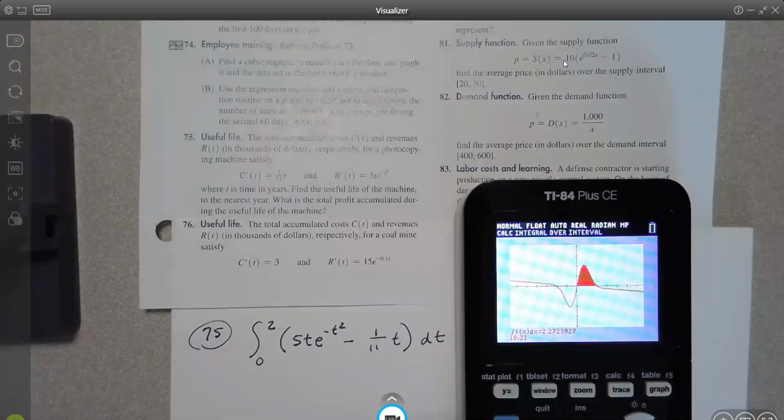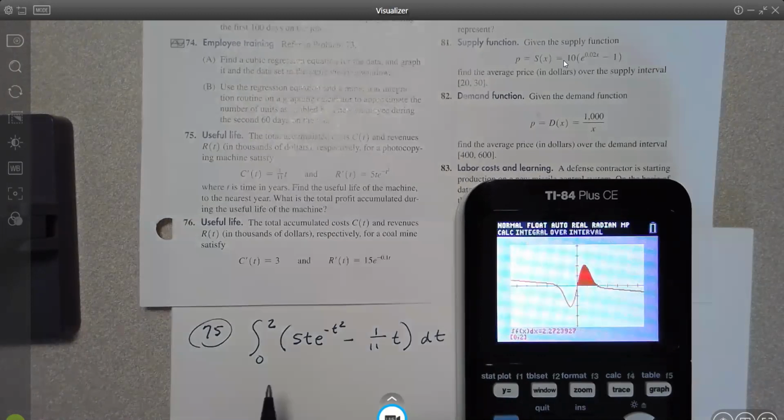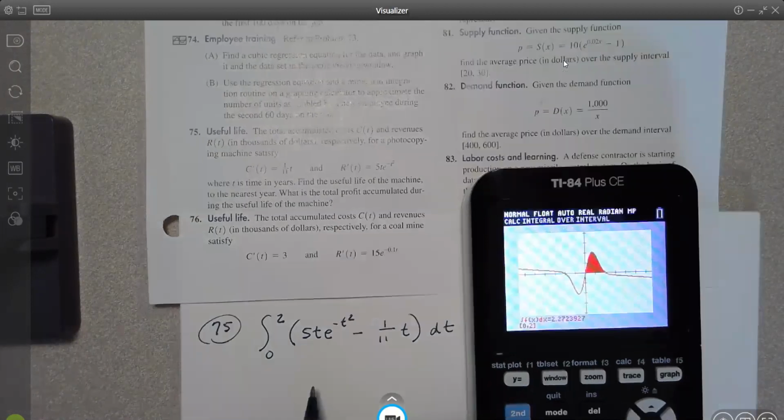So what is the total profit accumulated during the useful life of the machine? It doesn't really say it around anywhere. I'd go say 2.27, but that's in thousands.